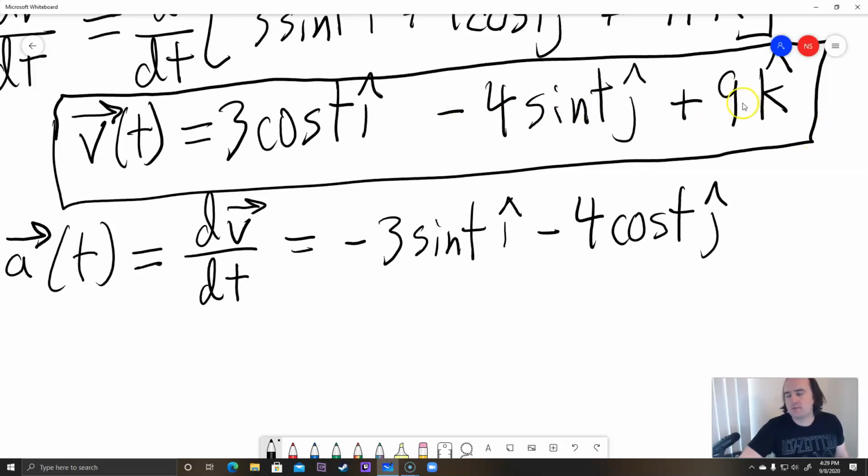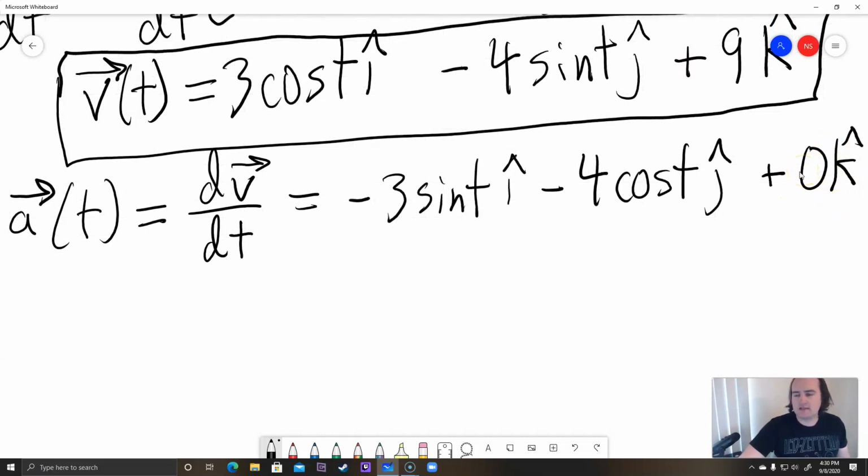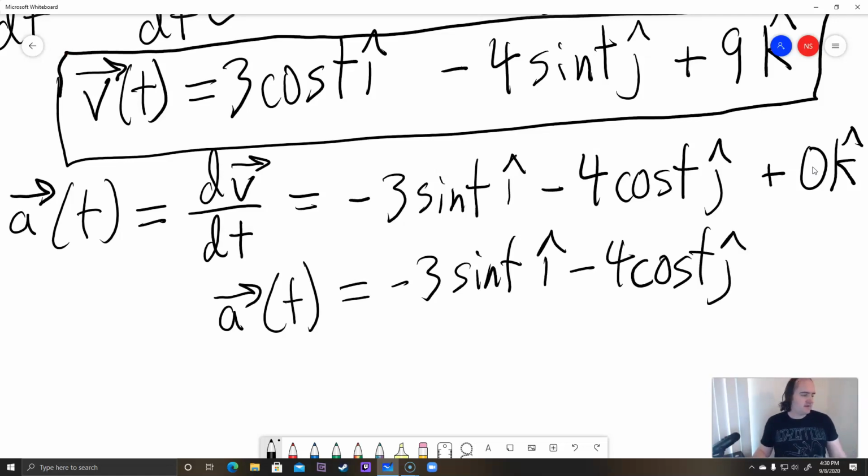And then for our last component, the derivative of 9, because 9 is a constant, is 0. So we have plus 0k. But remember, if you have a component that's 0, it's standard to not write it. So we don't need to write the 0k in our answer. Our answer is a of t, the acceleration, equal to negative 3 sine of t times i minus 4 cosine of t times j, and you don't need to write the last component because it's 0.